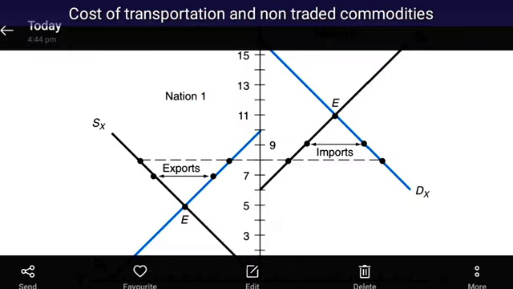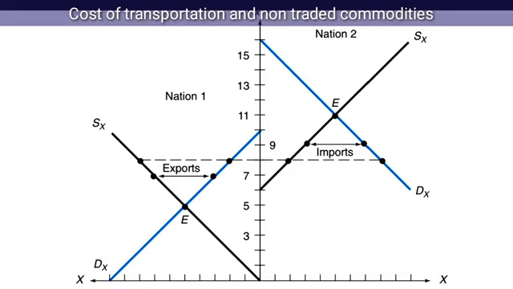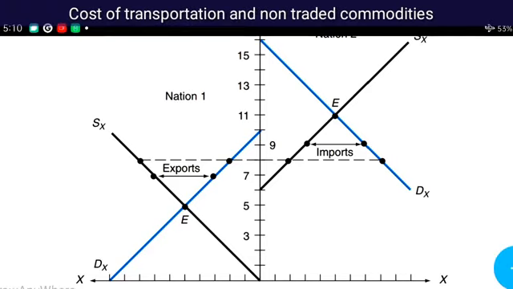This is the same diagram taken from Salvatore. Here you can see that the left side of this diagram is showing nation 1, and on the right side we have nation 2. The initial stage: nation 1 is producing 50 units at $5, and nation 2 is consuming 50 units at $11.